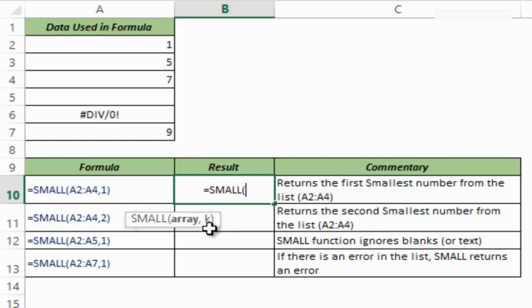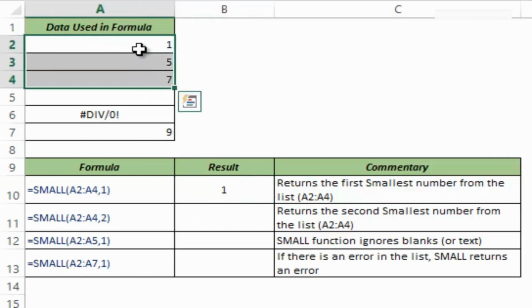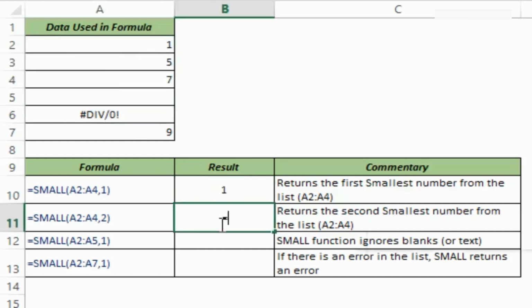It takes two arguments. First is the array of numbers and the second argument is k. If you want the first smallest number, k would be 1. If second smallest, k would be 2, and so on. In this case, let me select A2 to A4 as the array and k as 1. This means I am looking for the first smallest number in this list. Now when I hit Control Enter, this gives me 1 because 1 is the smallest number among these three numbers. If I want the second smallest value, I would type this range, comma, and instead of 1, the k value would be 2. Now when I hit Control Enter, this gives me 5, which is the second smallest value.